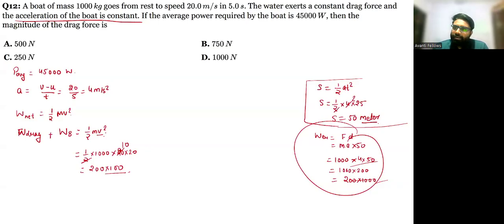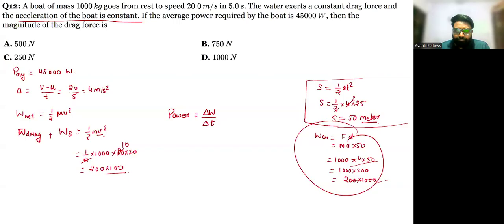Now, we know that the average power consumed in this expression is 45,000 watt. This average power contains what? This average power contains the power that we have lost doing work against the drag force and to pull the boat 50 meter away from the starting point. So power is nothing but net work done upon delta T.